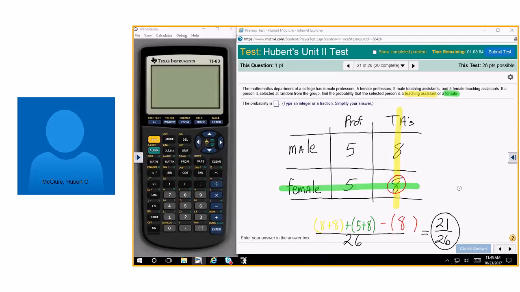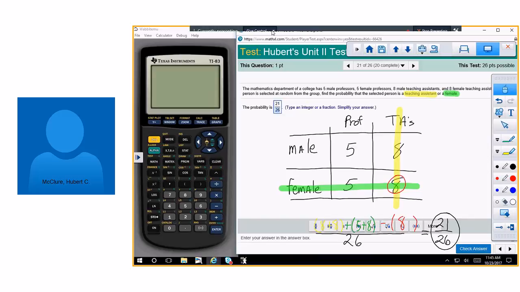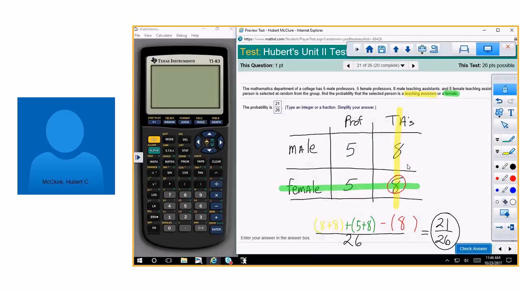Now, I know 3 were going to 21, but 3 were going to 26, so I'm just going to type 21 over 26, unless I'm having a brain bubble. Oops, I'm sorry, I meant to hit next. Sorry, we got it right.